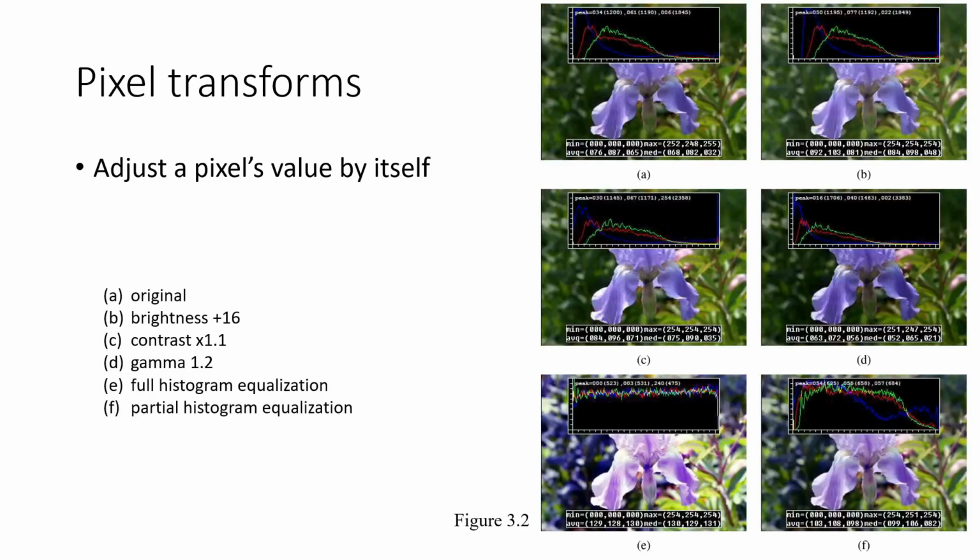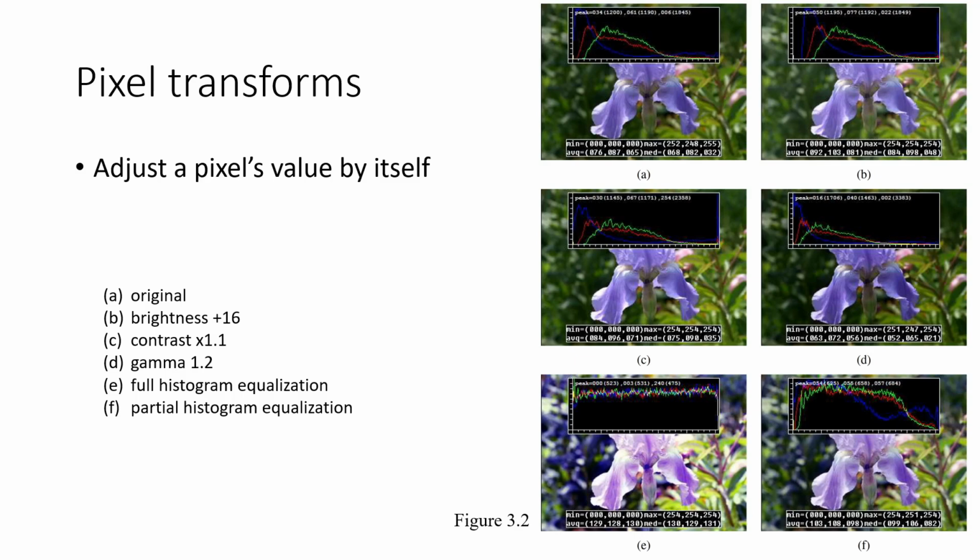So there are many kinds of image processing methods, and the easiest, I should say the simplest one, should be the pixel transform or point transforms. It means we adjust the pixel's value by itself. So let's take a look at those 6 images.